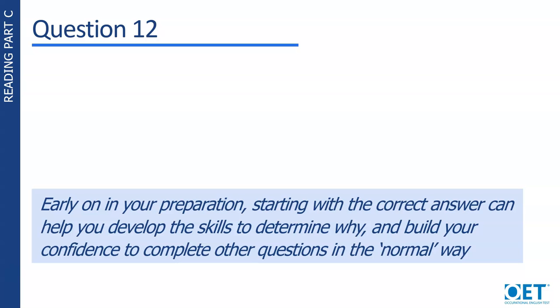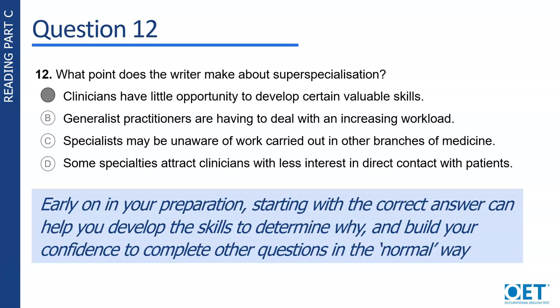The benefit of this strategy is that all uncertainty is removed. You know it's the right answer, so you can start developing the skills that help you determine why. Doing this a few times can then make you feel more prepared to try the question in the normal way, now using your skills to unpick each answer option to discover the best match for the question. For question 12, the correct answer is A.